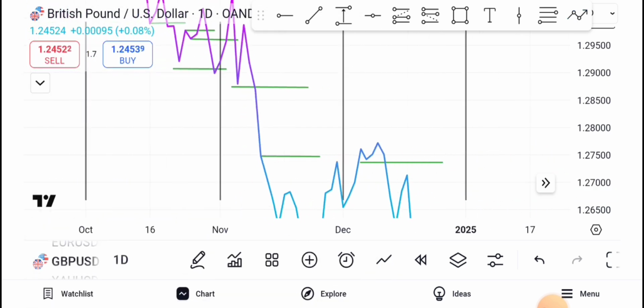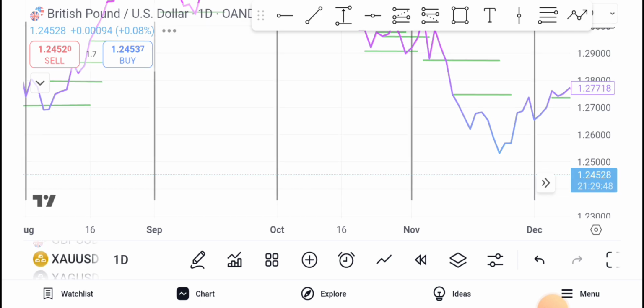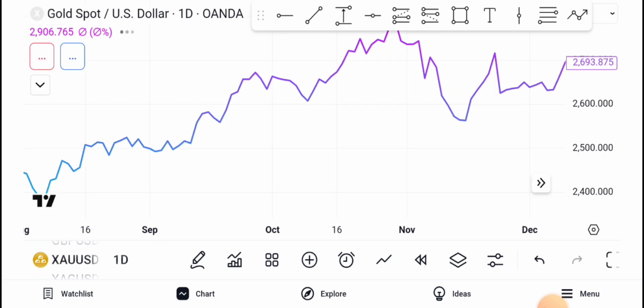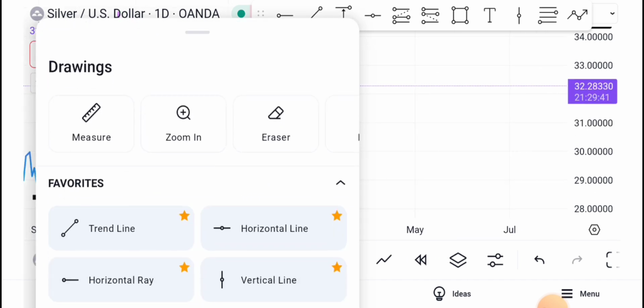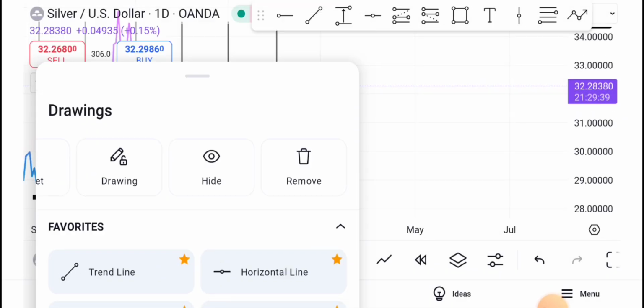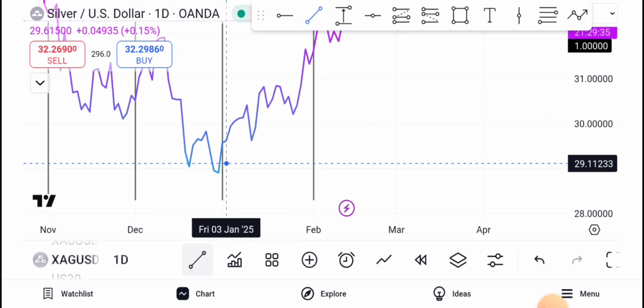Yes. So that's how it is. Let me show you another pair. Let me test gold for him, because a lot of people like trading gold. And let's start from January.